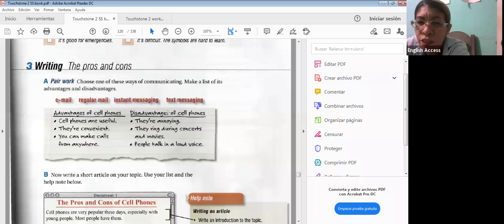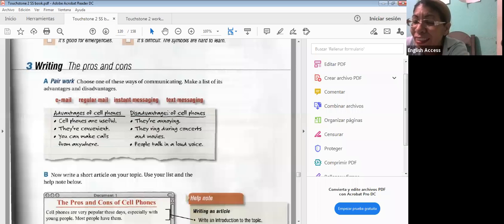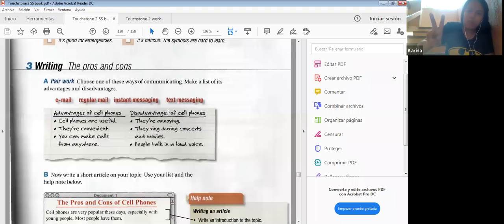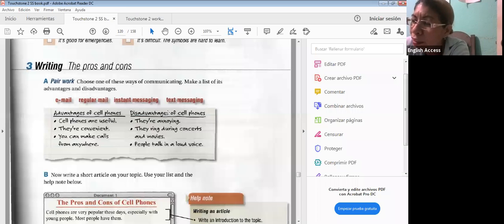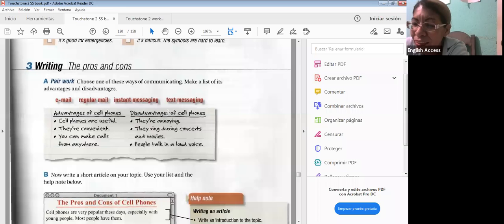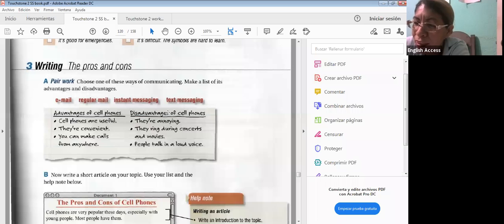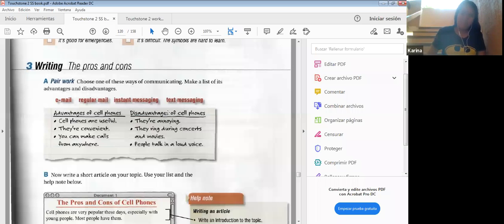Finish. Okay, so let's begin. Which ones did you choose? Regular mail and email. Okay, so let's begin. Regular mail. Advantages of regular mail. It's more personal, and you receive letters at home. Okay. Disadvantages of regular mail: it isn't cheaper, it's slower, and it has worse service. Yes, the service is not good.